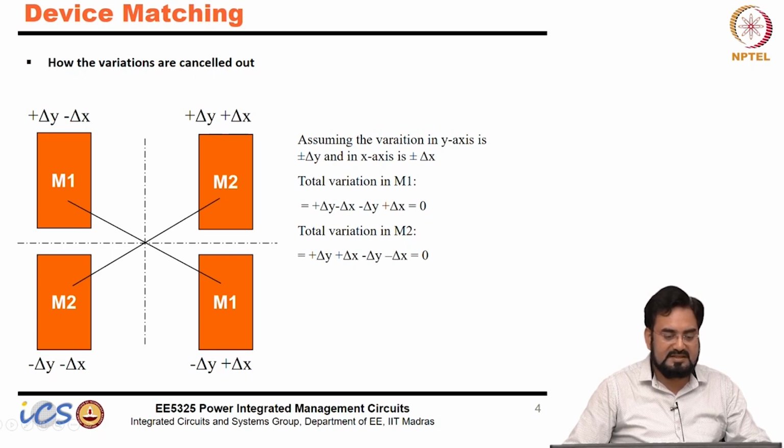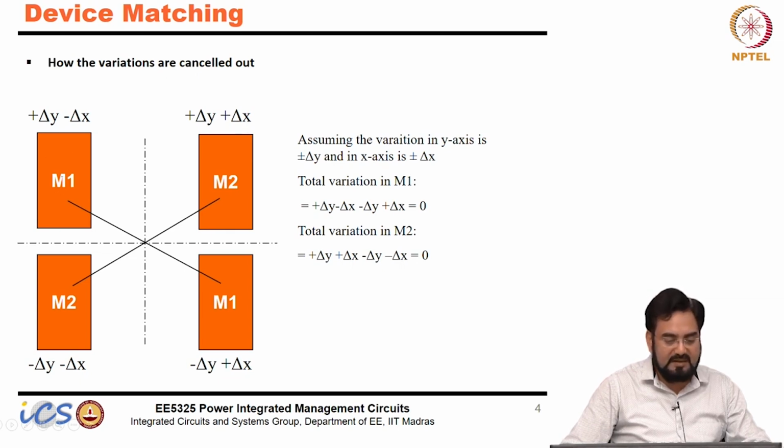So let's say there is a variation in the y direction. This is your center, which you can say is 0,0. When you go upward, you have plus delta y variation. When you go left or right, you have plus minus delta x. Since this device is at the top left, it sees plus delta y in the y direction and minus delta x in the x direction. That is the variation this one is seeing. This one will see plus delta y, plus delta x.